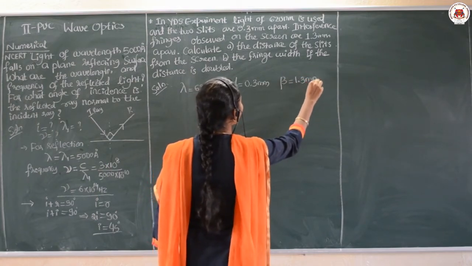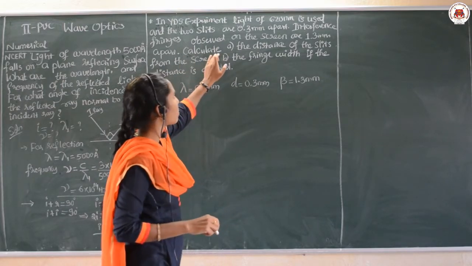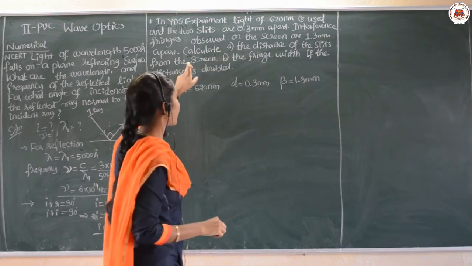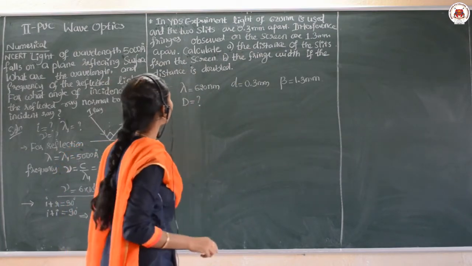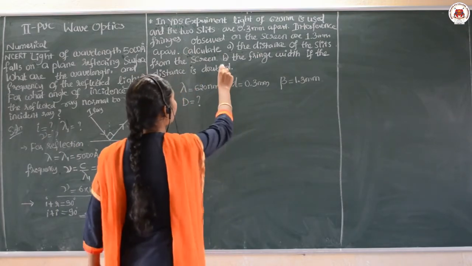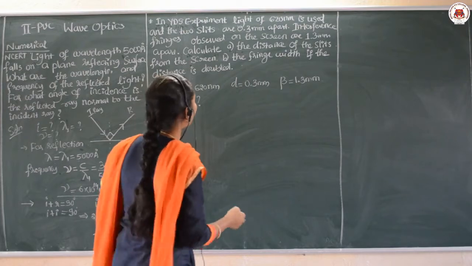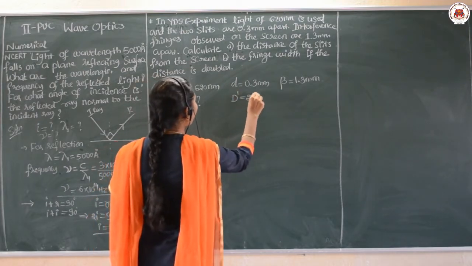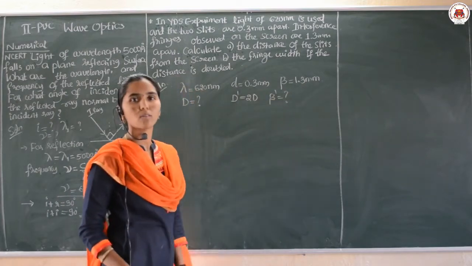1.3 millimeter. Okay. Now, the question is to calculate first the distance of the slits from the screen. That means first you need to calculate what is the capital D, the distance of the screen from the slits. And the second one, the fringe width if the distance is doubled. If D dash is equal to 2D, then what will be the new fringe width formed? You have to calculate.